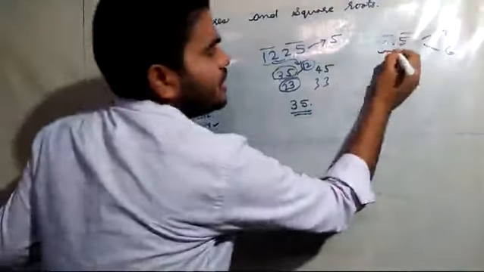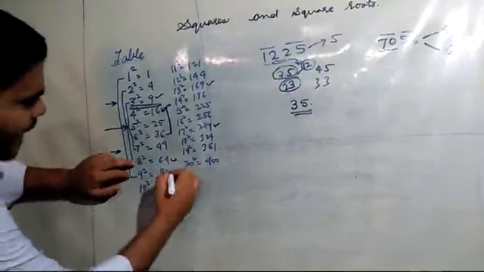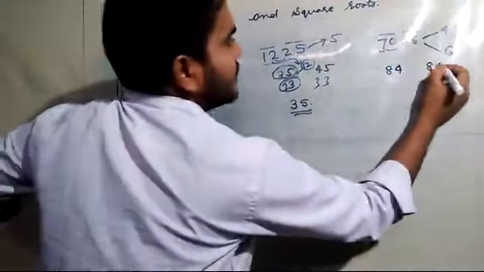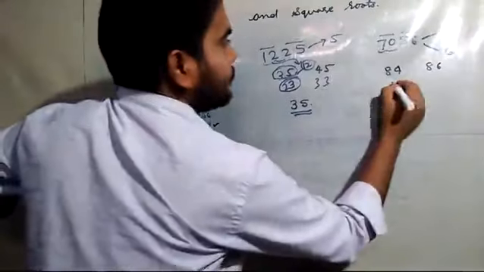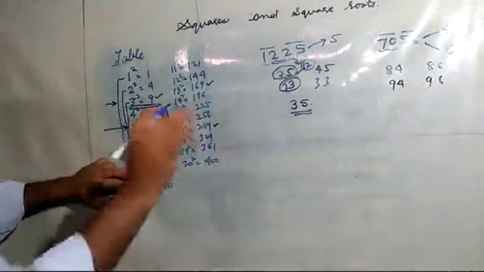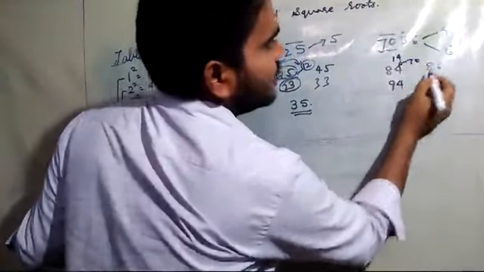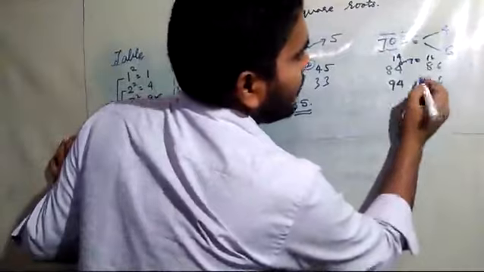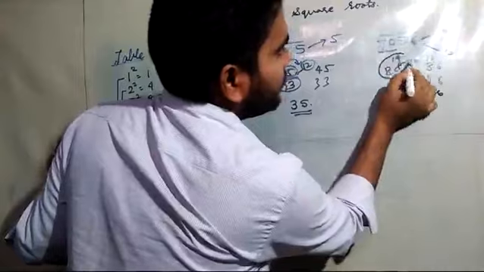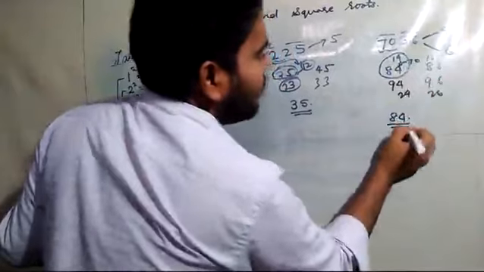Now we will see where this 70 lies. Now 70 will lie between 8 squared, 64, and 9 squared, 81. So the number may be either 84 or 86 or 94, 96. It may be one of these four numbers. Now we will place this 70. It will be nearer to this. Here it will be 14, here 16, here 24, here 26. So 14 is nearer to 70. So the answer will be 84.